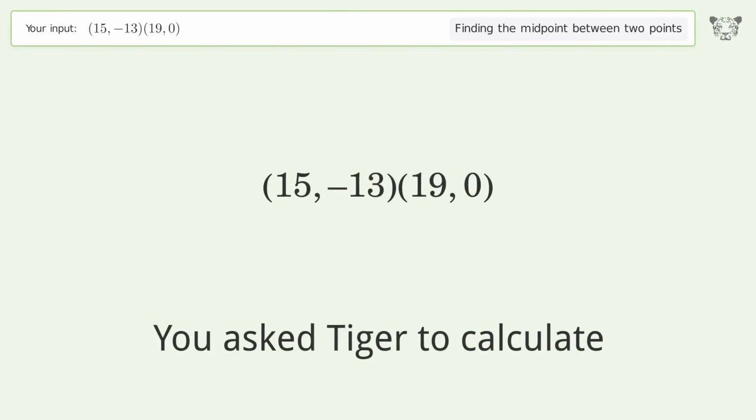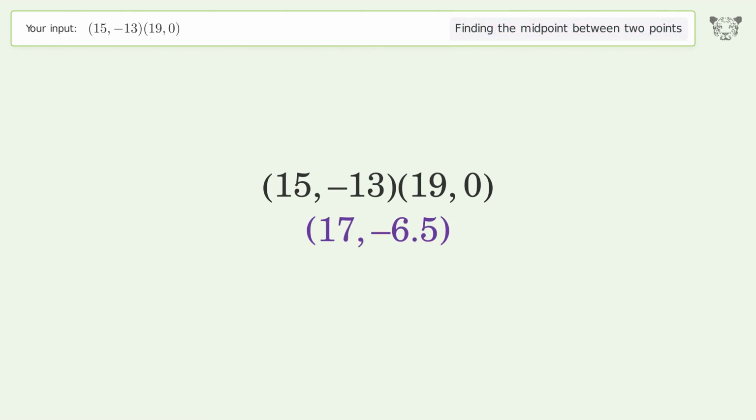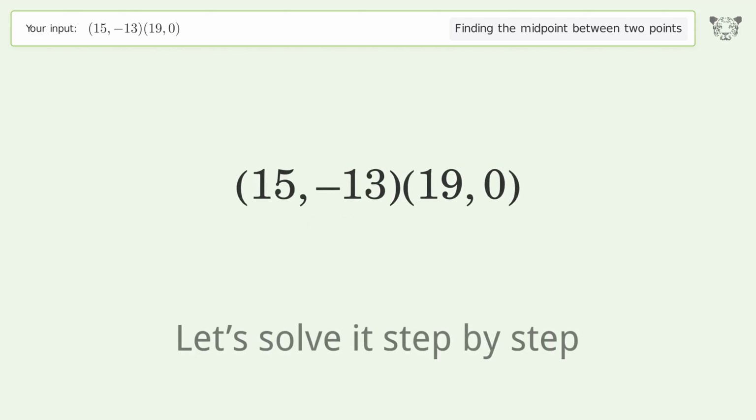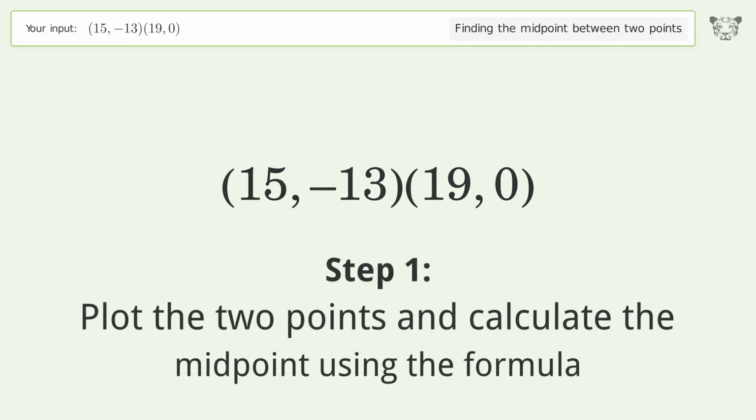You ask Tiger to calculate. This deals with finding the midpoint between 2 points. The midpoint between the 2 points is 17, negative 6.5. Let's solve it step by step. Plot the 2 points and calculate the midpoint using the formula.